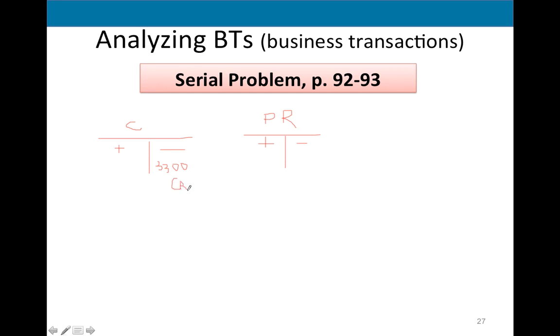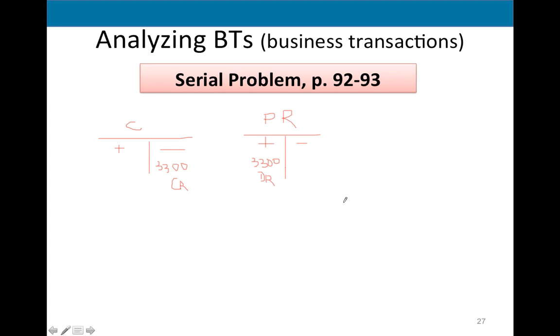And prepaid rent now goes up. Remember, it's not an expense until I actually use it up, right? I prepay for 4 months, and so now I have this asset, prepaid rent. That's a debit. I have a debit and a credit. Again, it doesn't matter here which account you list first.